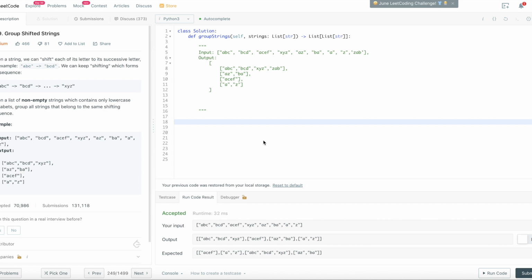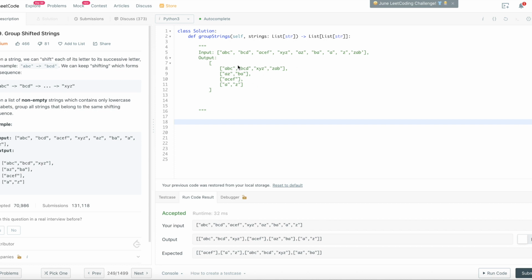So today we are going to solve problem number 249, which is group shifted strings. In this problem, there will be a bunch of strings given to us, and then we have to group them. They share some common property.